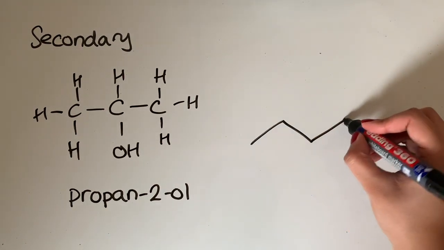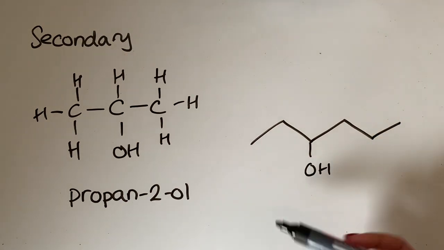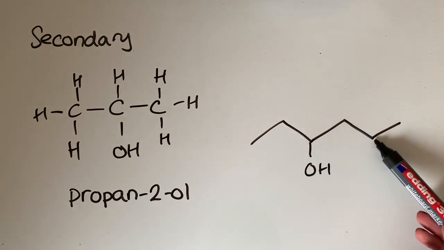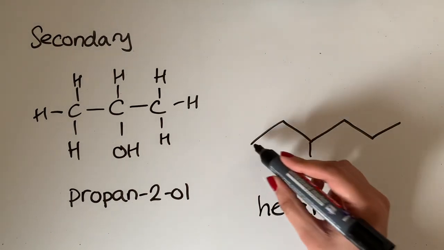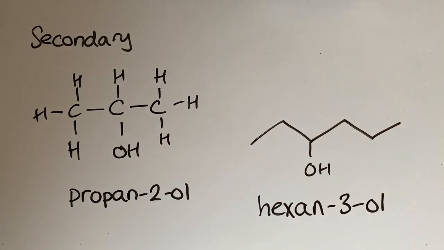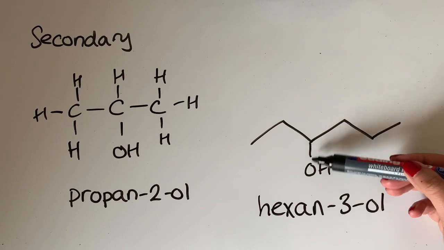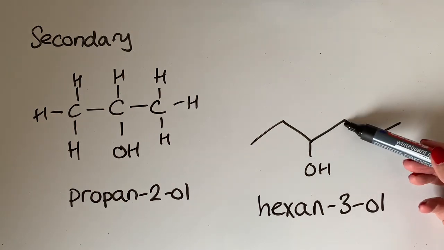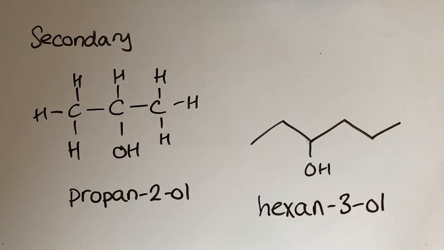If I just do another alcohol, this one here has 1, 2, 3, 4, 5, 6 carbons, so this is called hexane. And then 1, 2, 3, so this is hexan-3-ol. If we look at the carbon to which the OH group is attached, you've got one carbon here and one carbon here. So this is bonded to two carbons, and therefore this is a secondary alcohol.